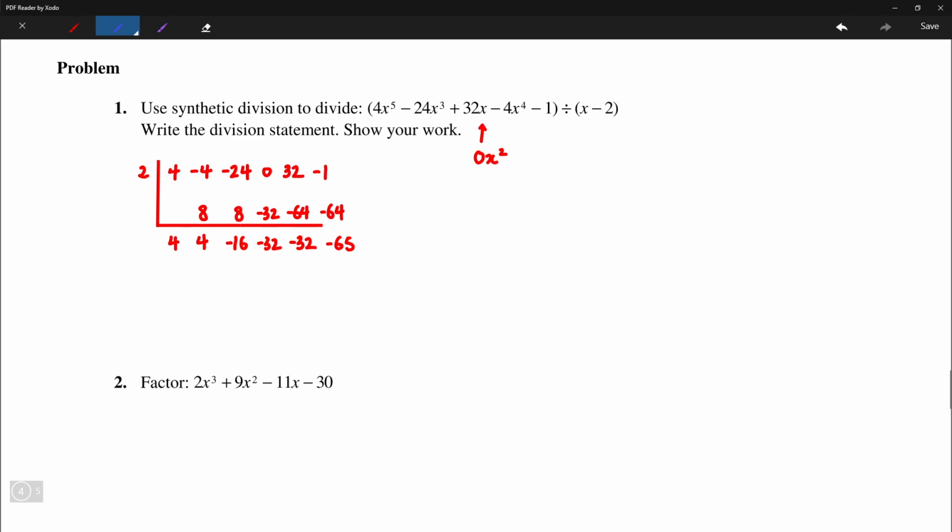So the quotient here will be 4x to the 4th power plus 4x cubed minus 16x squared minus 32x minus 32, and we have a remainder of -65.